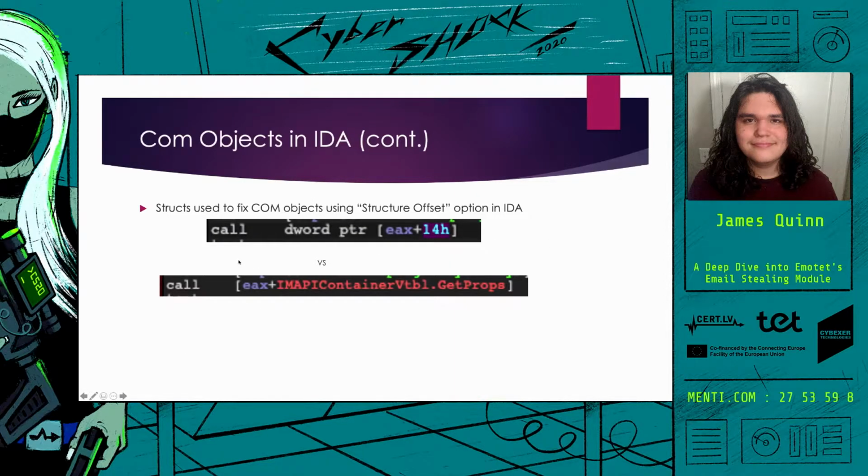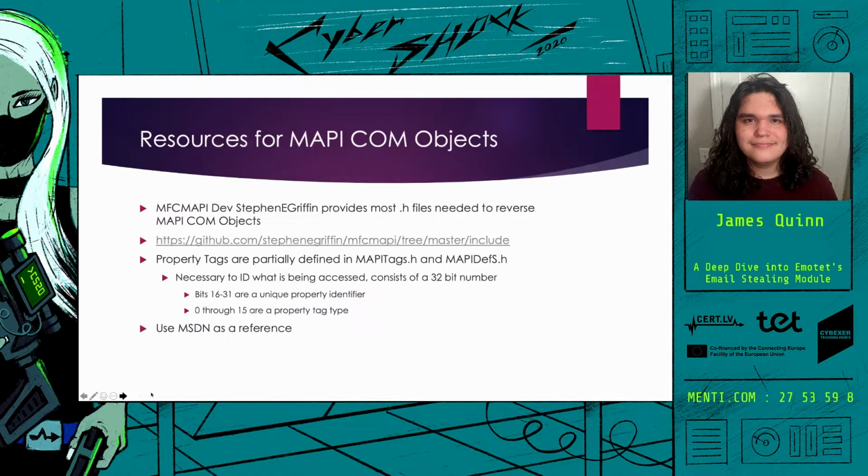Once you've fixed up the structures in your structure view, you can then go into IDA and fix the COM object calls so that it's easier to read. For example, in this one, it's called dword ptr [ex+14h]. It actually gets changed to the IMAPIContainer vtable GetProps, which is super easy and super analyst friendly. And I will show you how to do all of this.